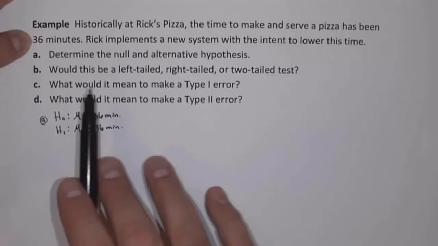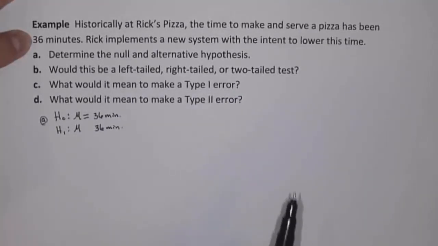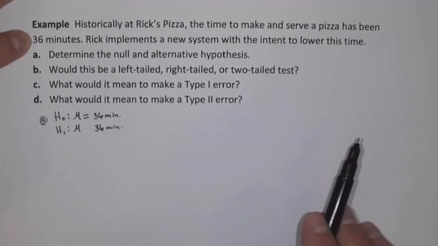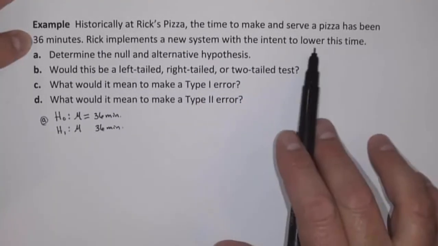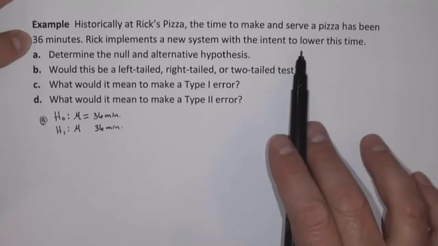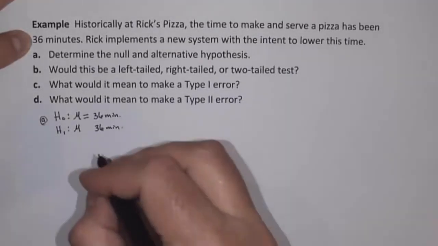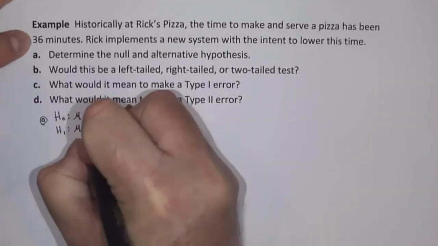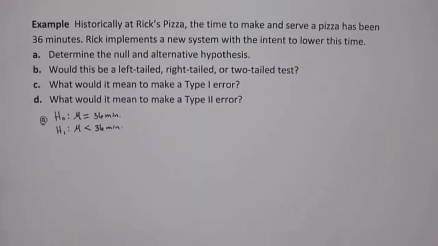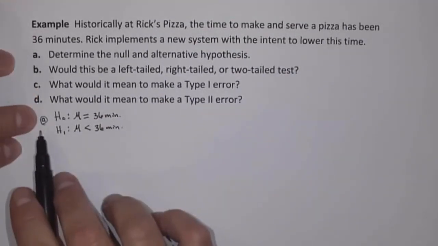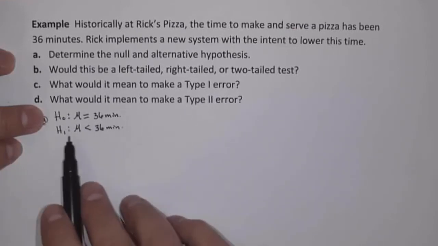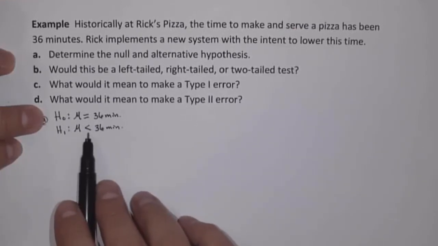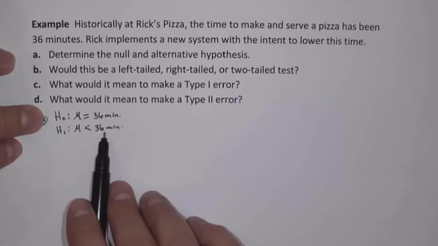So we have to determine which of those do we have for this particular scenario. Well, in this case, Rick's intent is to lower this time. So we want to lower the time to be less than 36 minutes. So that's going to make this less than. So that's the answer to part A. Our null hypothesis is that mu equals 36 minutes. The alternative hypothesis is that the mean is less than 36 minutes.